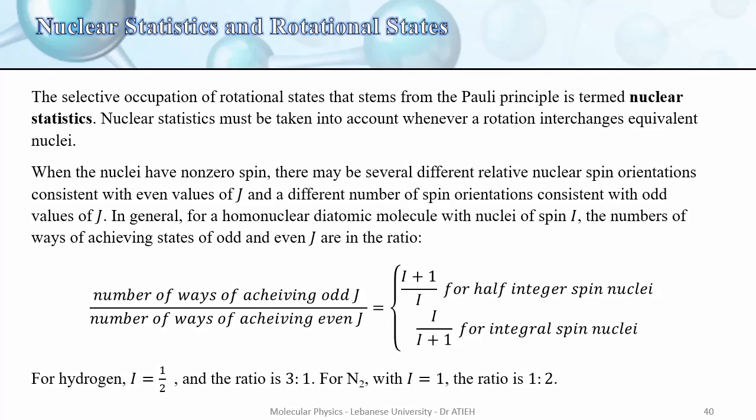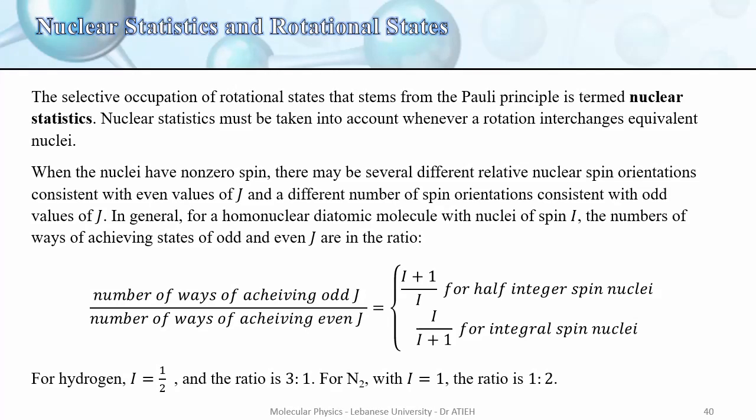According to the Pauli principle, not all rotational levels in a molecule are occupied in the same way. The selective occupation of these rotational states is termed nuclear statistics. So when do we talk about nuclear statistics? We talk about it when our molecule, a diatomic molecule, is homonuclear and has two atoms that can interchange under a rotation. Interchange equivalently. They are the same. A rotation can interchange them equally. We won't go into details, but let's understand the whole idea.